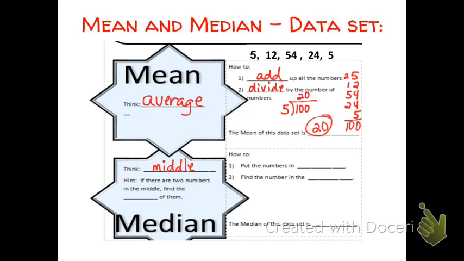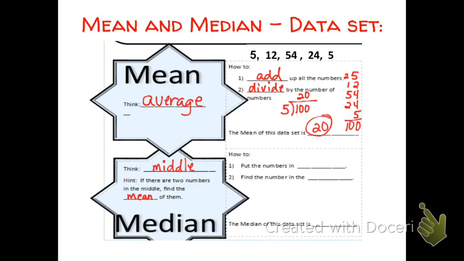Okay, if there are two numbers in the middle, it says, find the mean of them. So in other words, if there are two numbers in the middle, you're going to add them and divide by 2.